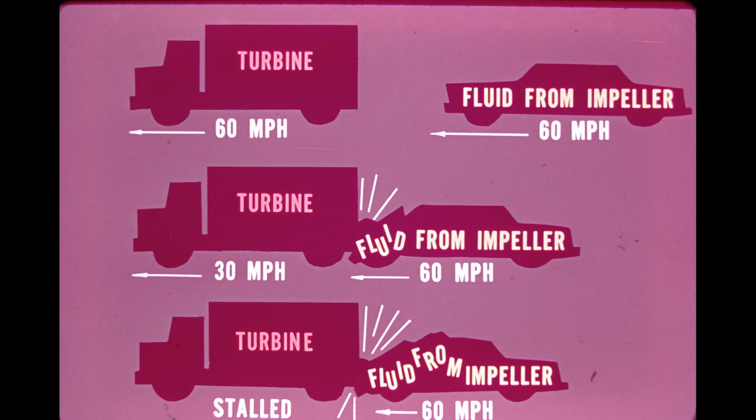When the truck is going 60 miles an hour, there will be no impact. If the truck slows to 30 miles an hour, there will be an impact, but there will be an even greater impact if the car crashes into the truck when it's stalled.